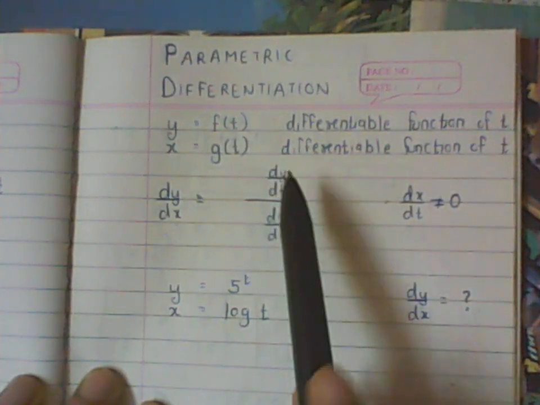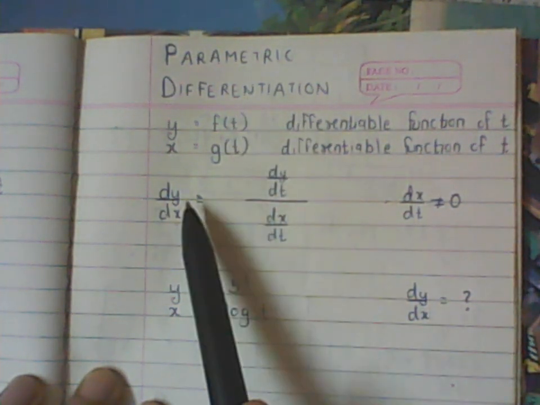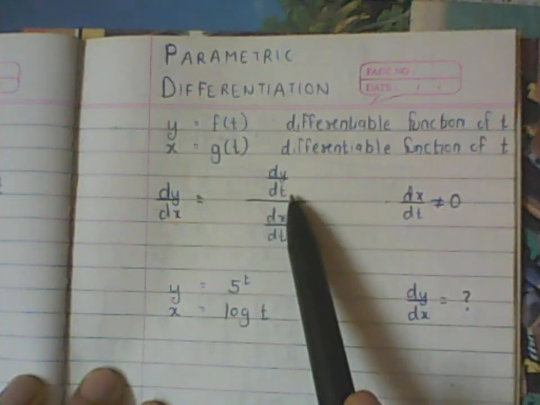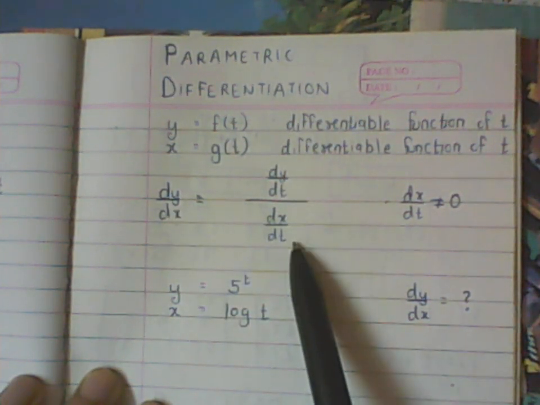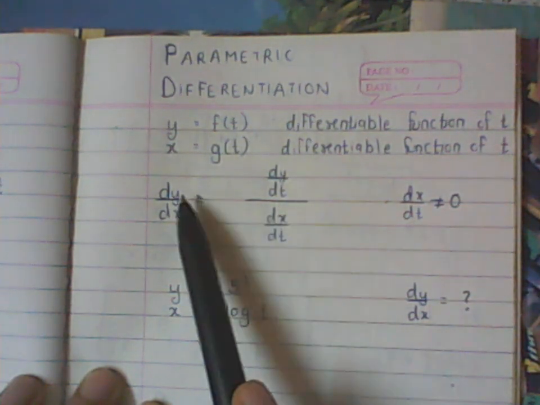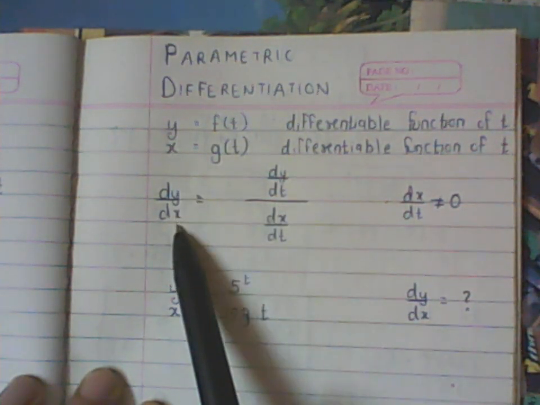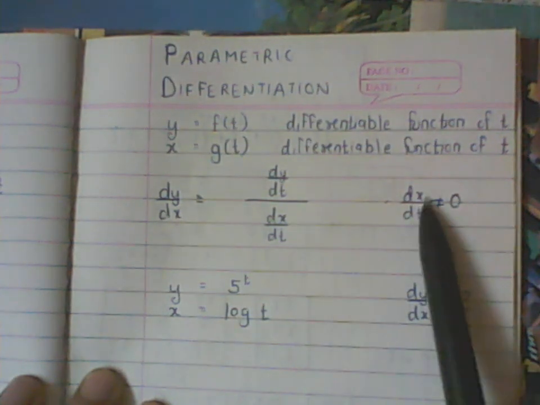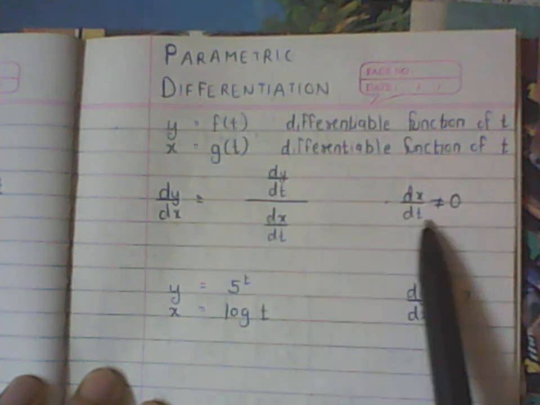These are symbols. So parametric differentiation says that you find the derivative of y with respect to t, find the derivative of x with respect to t, and then the quotient that you get is the derivative of y with respect to x. And of course, this is valid only when dx by dt is non-zero, because dividing by 0 is not valid.